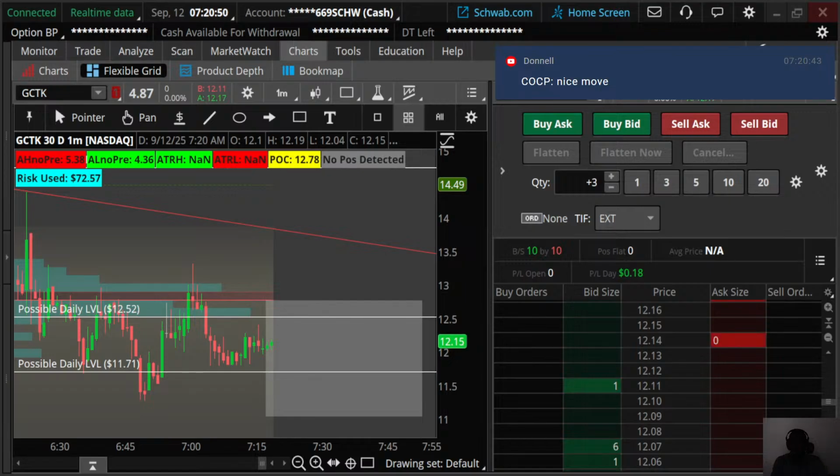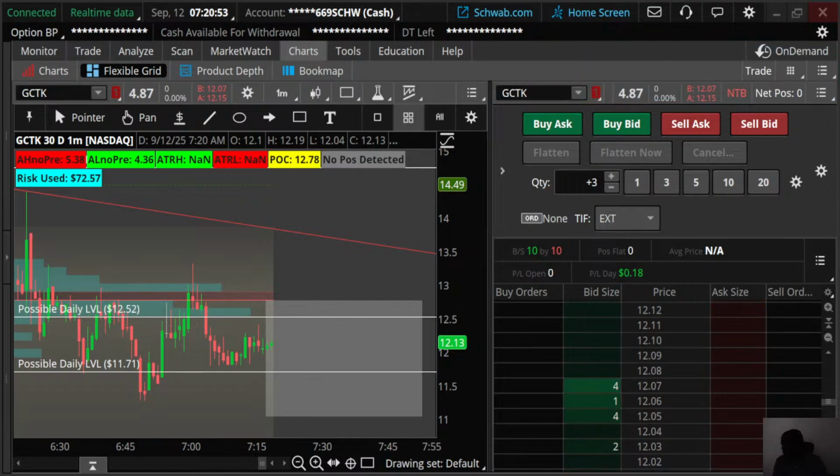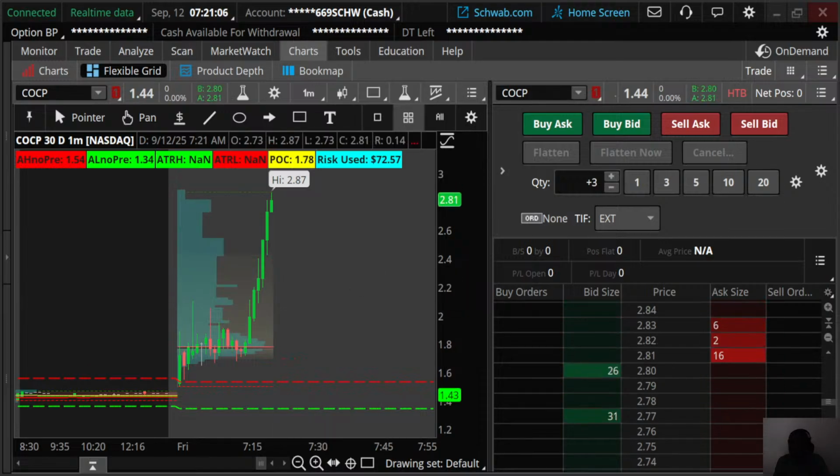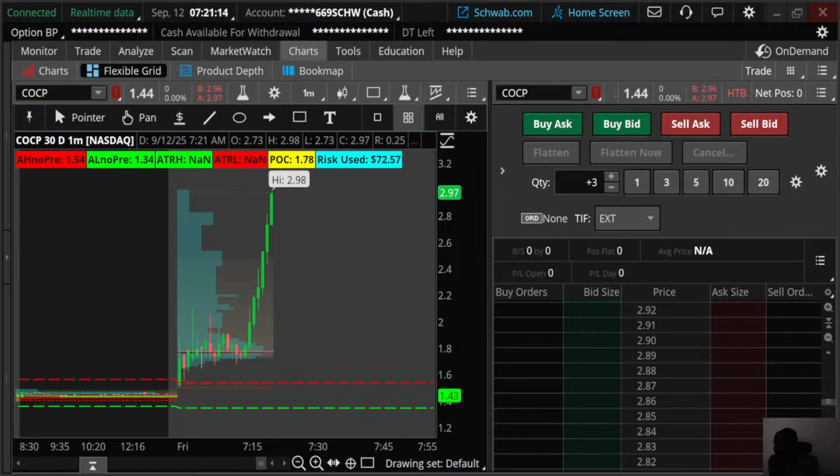COCP, nice move. What is COCP? COCP, 10 million shares traded. Oh, it's a little bit higher float. That's what it is. COCP has a little bit of news on the day. It says it showcases the first oral antiviral in development for norovirus infection in a podium presentation at the International Calicivirus Conference. Okay, so that's something that's happening.